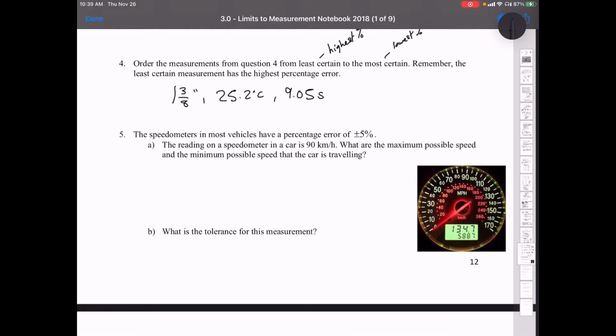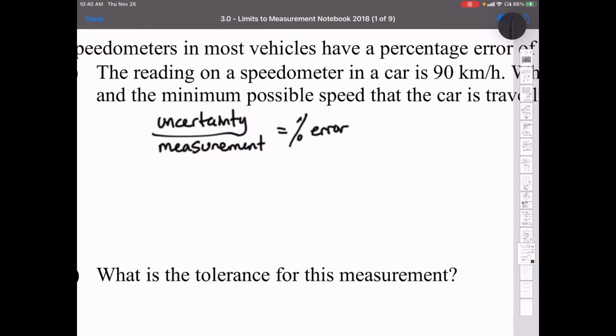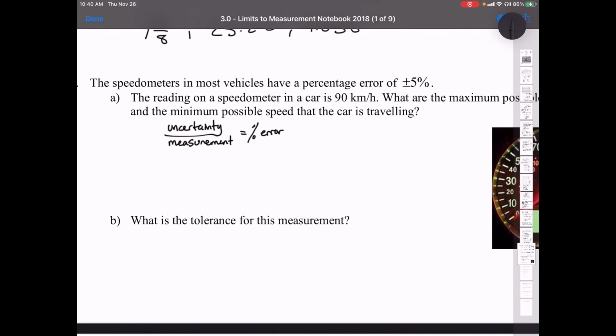All right, next. Speedometers in most vehicles have a percentage error of plus or minus 5%. The reading on the speedometer of the car is 90 kilometers an hour. We want to figure out what the maximum possible speed is. Now, if we start with our uncertainty over the measurement equals percent error, that's straight off your formula sheet there.